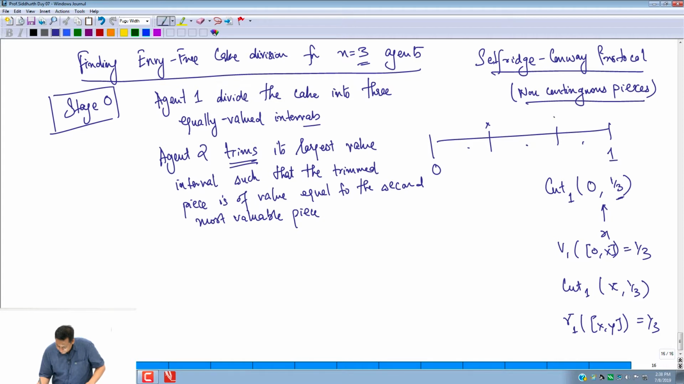So these x and y are marked by the first agent. I'm done with the first agent. Now I move on to the second agent, and I'll ask the second agent, okay, you know what? Tell me which are the 2 most valued pieces among these 3 for you. So now I'm asking this to the second agent. I'm now doing this exercise with respect to the valuation of the second agent.